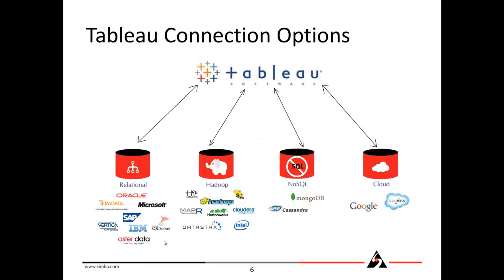To further illustrate how the connectivity from Tableau to various data sources works, going from left to right, we've grouped them together based on data source types. In the relational area, which most of you are probably familiar with, the traditional data sources: Oracle, Microsoft, SAP, IBM, Aster, Vertica. Those all have ODBC or direct API connectivity to Tableau, and those are readily available, and I think everyone understands how those work today.